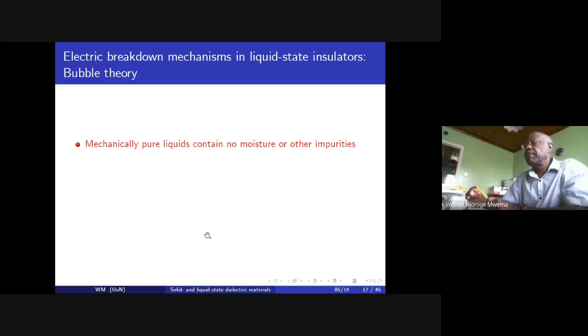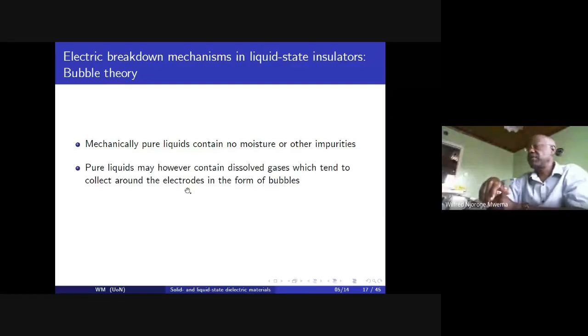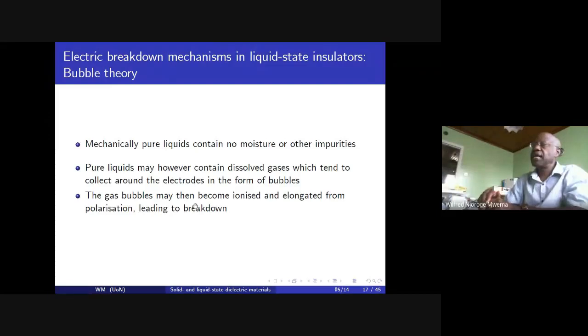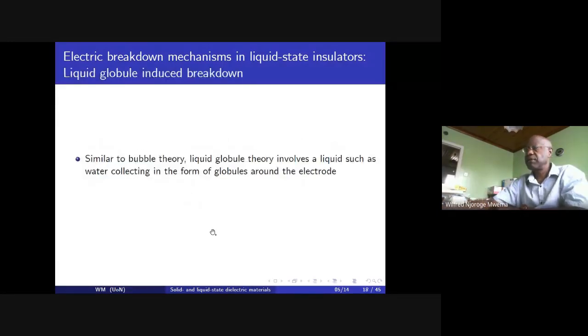The bubble theory, however, says that mechanically pure liquids will contain no moisture or any other impurities such as gases. Pure liquids may, however, contain dissolved gases, which tend to collect around the electrodes in the form of bubbles. The gas bubbles may then become ionized and elongated, that is, they are polarized, and this may lead to breakdown.